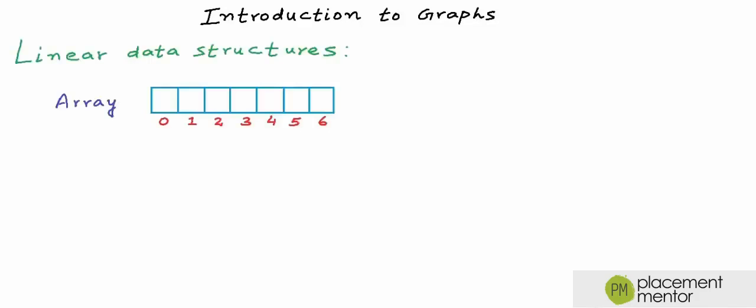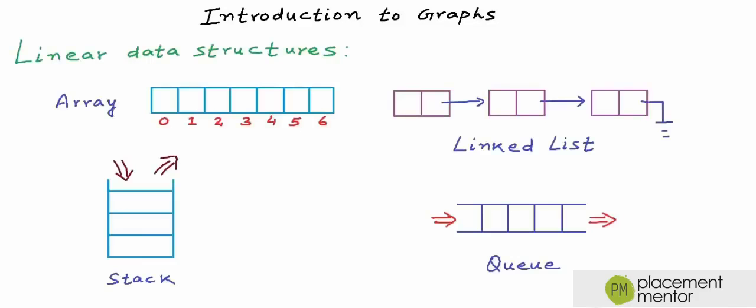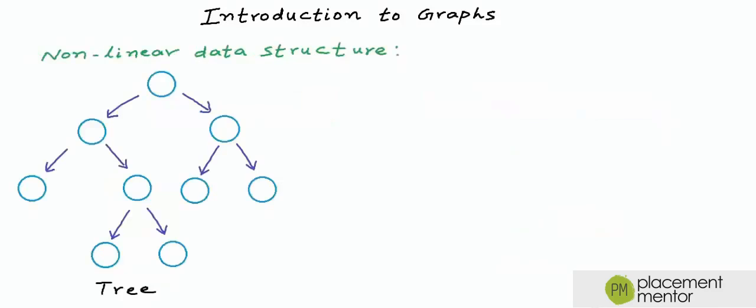Hello everyone. So far in this series on data structures, we have talked about some of the linear data structures like array, linked list, stack, and queue. In all these structures, data is arranged in a linear or sequential manner, so we can call them linear data structures. And we have also talked about tree, which is a non-linear data structure. Tree is a hierarchical structure.